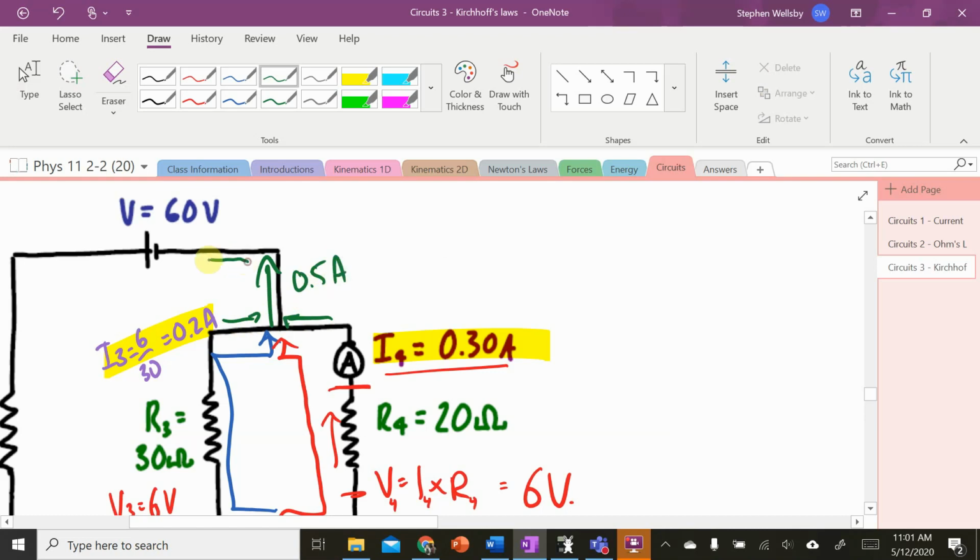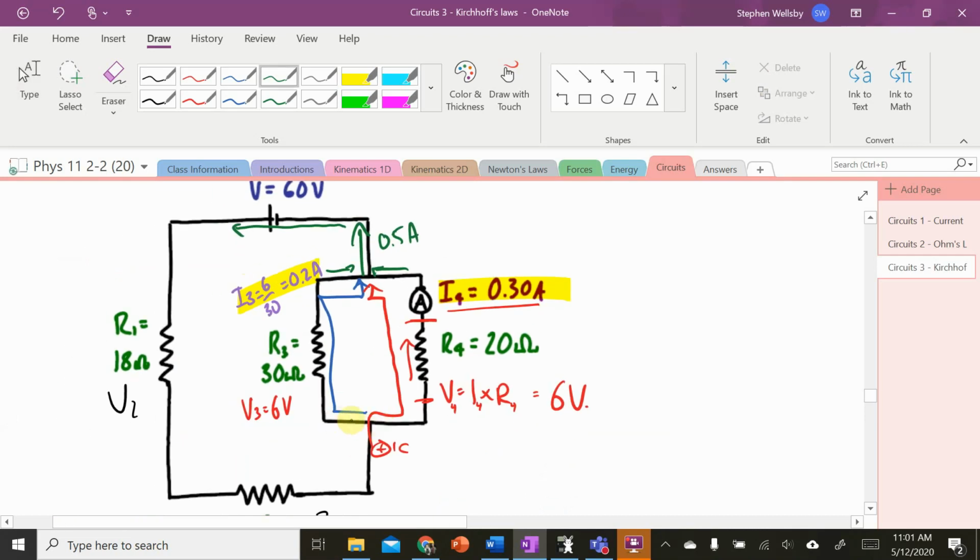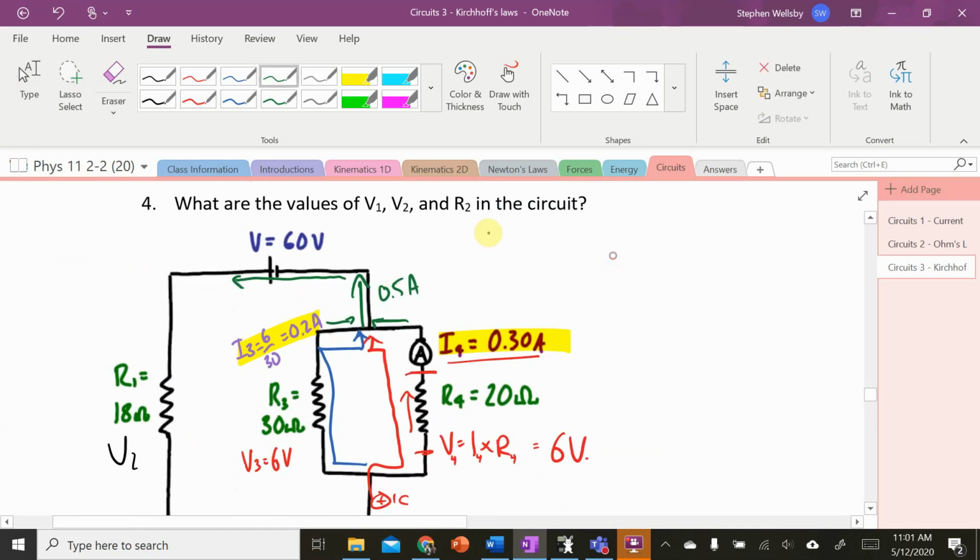So 0.5 amps is going through this circuit here. Now, when it gets to this part where it splits, 0.3 goes to the right and 0.2 goes to the left, but overall, there's still 0.5 amps for the circuit. So V total equals 60 volts for the circuit. I total equals 0.5 amps.